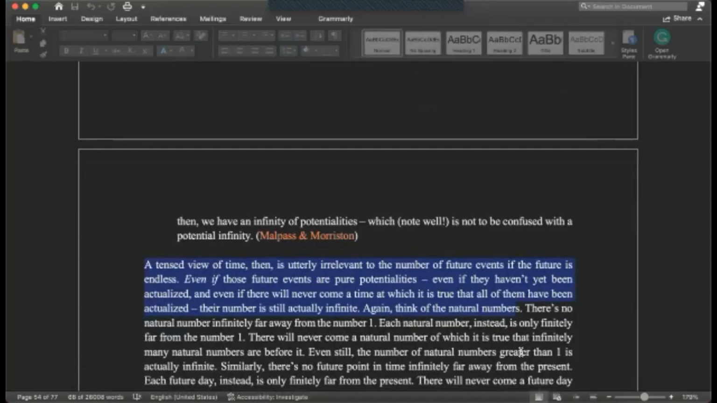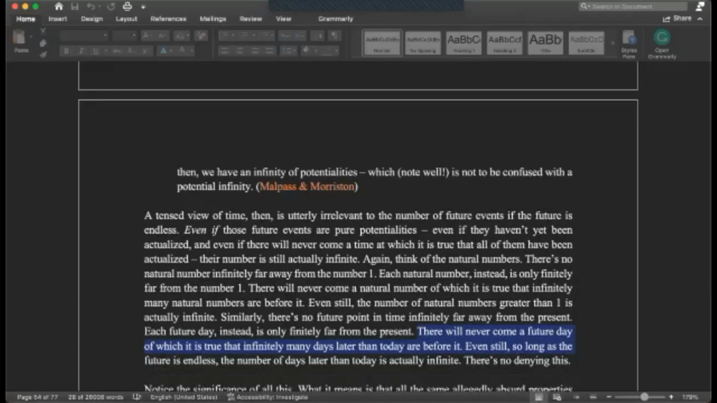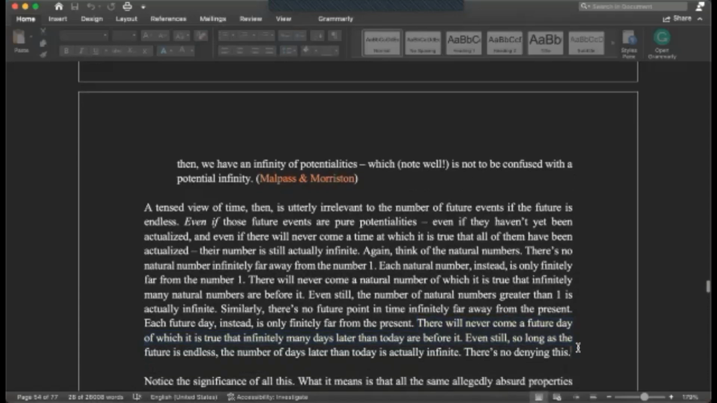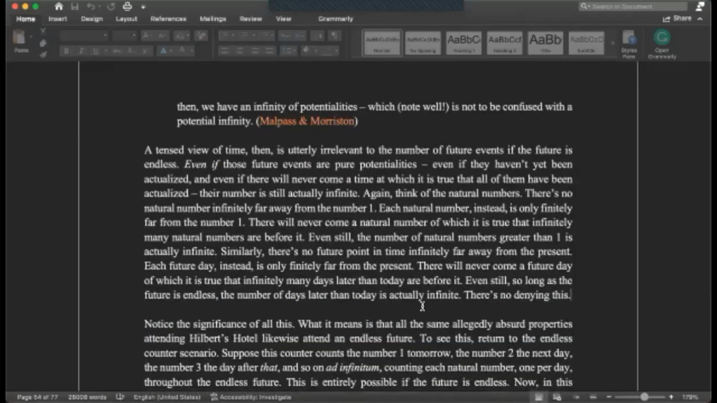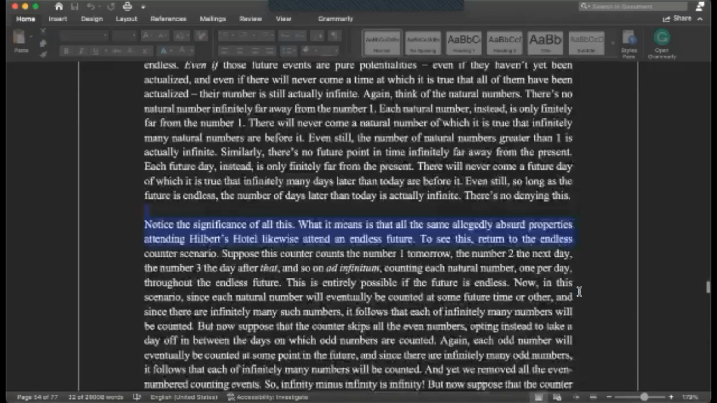Similarly, there's no future point in time infinitely far away from the present. Each future day, instead, is only finitely far from the present. There will never come a future day of which it is true that infinitely many days later than today are before it. Even still, so long as the future is endless, the number of days later than today is actually infinite. There's no denying this. If you deny that, you're in denial of reality. And notice the significance of all this. What it means is that all the same allegedly absurd properties attending Hilbert's hotel likewise attend an endless future. Right?